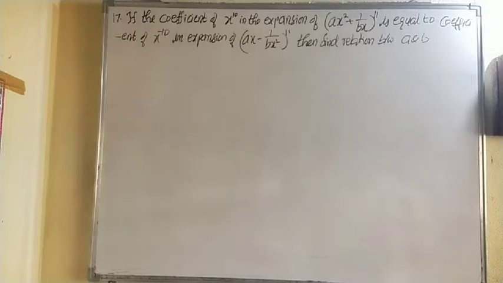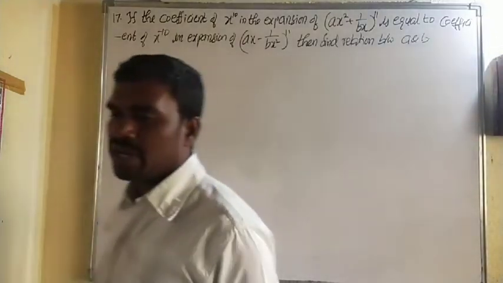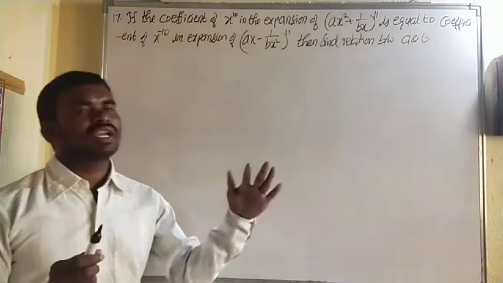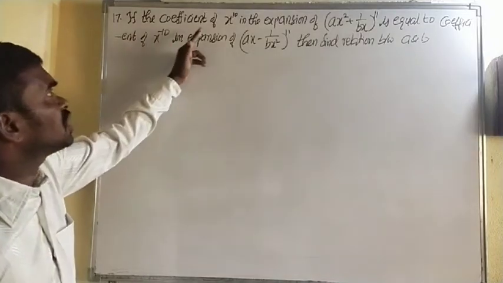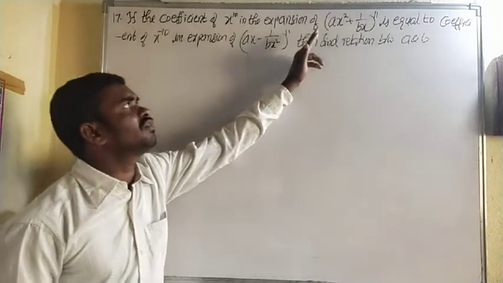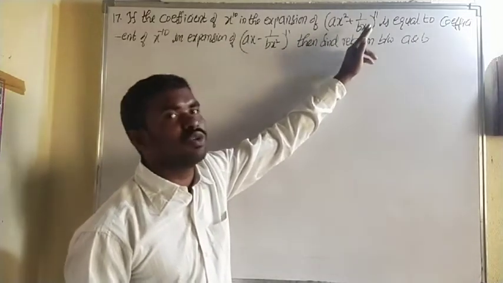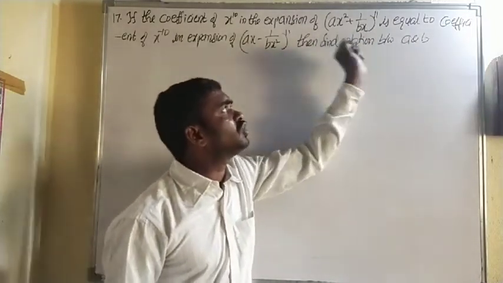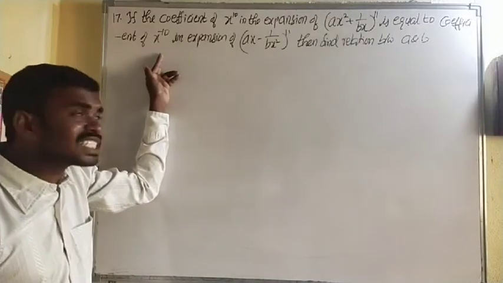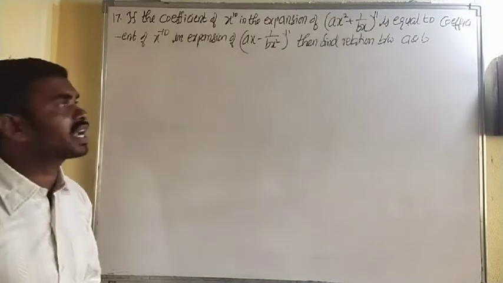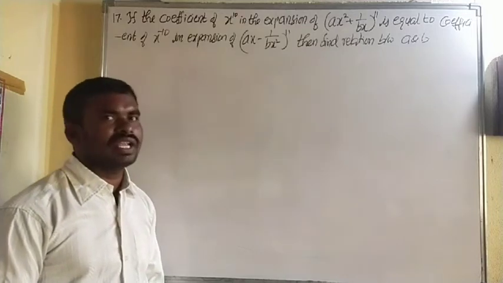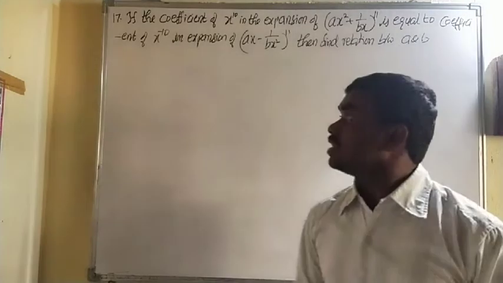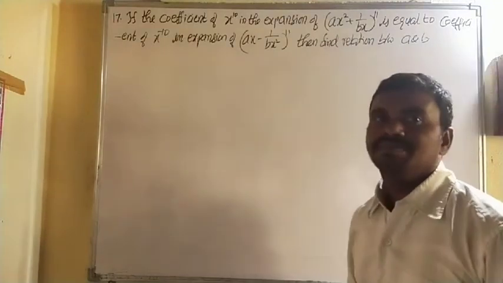Okay, see the next problem, the 17th one. Then after one more question, the 18th, we can complete the long questions. So the 17th one is: if the coefficient of x^10 in the expansion of (ax^2 + 1/(bx))^11 is equal to the coefficient of x^-10 in the expansion of (ax - 1/(bx^2))^11, then find the relation between a and b. Okay, so how can we do this problem?